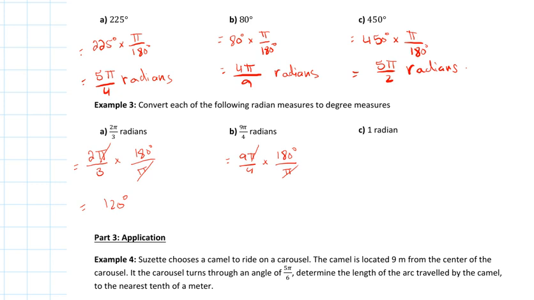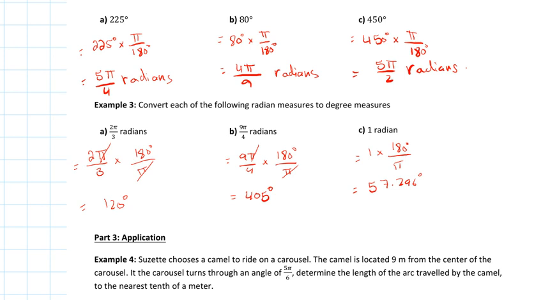The 1 radian is going to be multiplied by 180 over pi, and that's going to be about 57.296 degrees. So what you're going to have to do here, you're going to actually have to multiply the 1 by the 180 and divide it by pi, which is 3.14, and then that will be your answer in degrees.